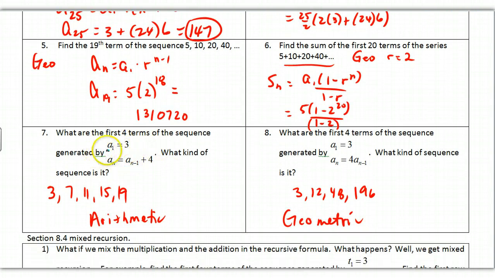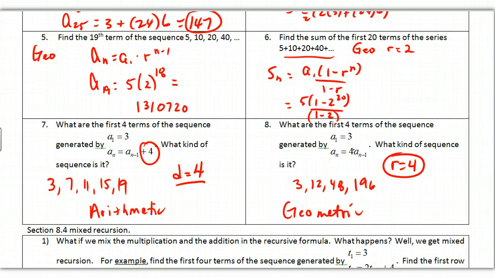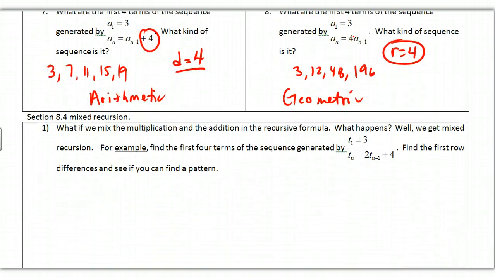And then number 7, what are the first 4 terms of the sequence generated by this? What we have is a common difference. This right here is my common difference. It's arithmetic with d equal to 4. And then this one here, what are the first 4 terms of the sequence generated by this? Well, I'm multiplying by 4 each time, so that's going to be my ratio. So this is geometric. Hopefully you're able to get those. If not, you better get in and get some help.